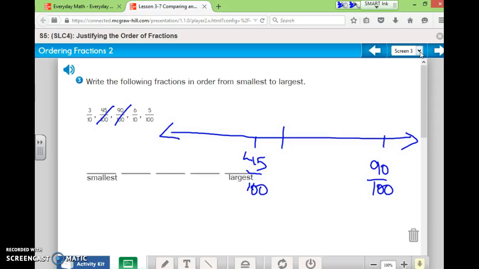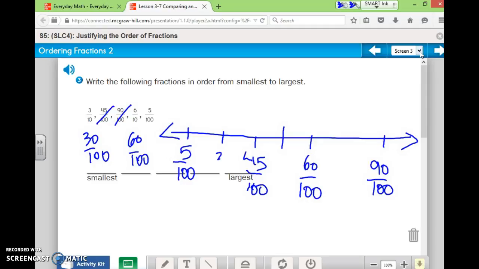5 hundredths, 6 tenths, and 3 tenths are left. Well, if we're talking hundredths, I know I need common denominators. So I know that 10 times 10 gives me 100, so this one's really 30 hundredths, and then this one would be 60 hundredths. So I know that 5 hundredths is going to go there. And then I know 60 hundredths is going to go here. And 30 hundredths is going to go somewhere there. So some of these, if I have an idea where they go, I don't need to do much with.